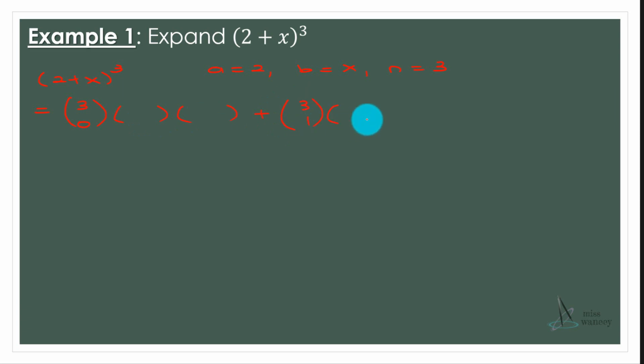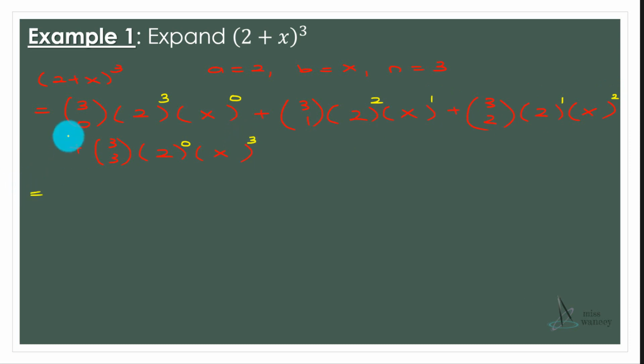So 3C1, 2 brackets, plus 3C2, another 2 brackets, plus 3C3. Okay, so the middle one, this is for a. So your value of a is 2, 2, 2, 2. And then the b is x, x, x, x. Okay, so the power of a should be decreasing. So we are going to start with the highest power of n first. So the highest power of n is 3, 2, 1, 0. So that is for a. For b, we have to start with the lowest power and keep on going until we reach the n. So 0, 1, 2, and 3.